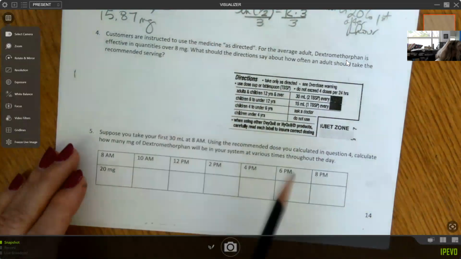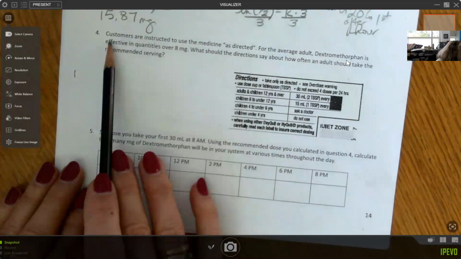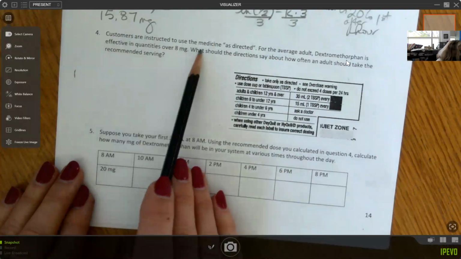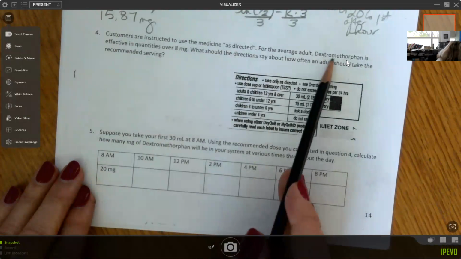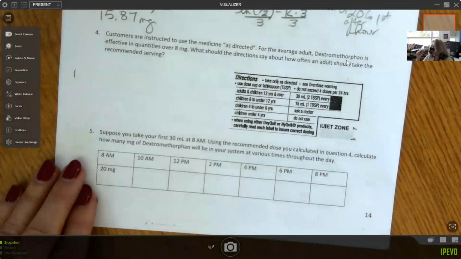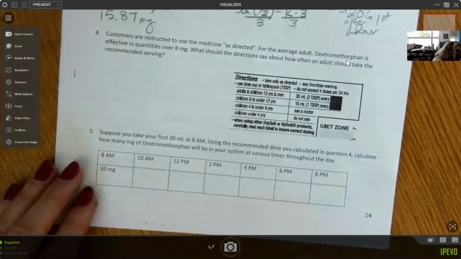So the next thing they're saying is that customers are instructed to use the medicine as directed. And for the average adult, it's effective if it's over 8 milligrams, right? So when you took it, you were at 20, right? And then after 3 hours, I'm down to 10. After 6 hours, I was down to 5, no longer effective. It stopped working as a cough suppressant once it got below 8, right?